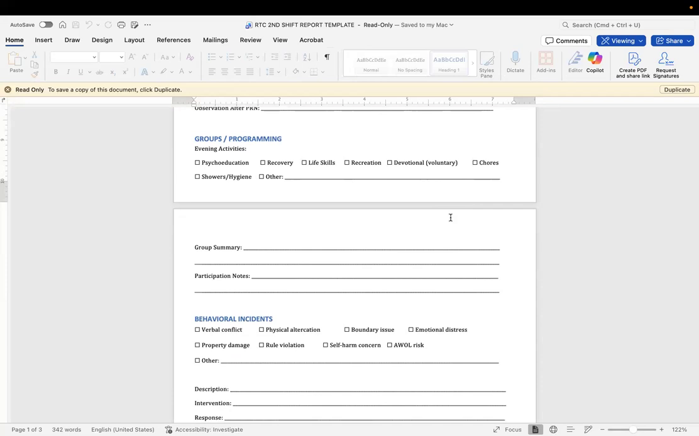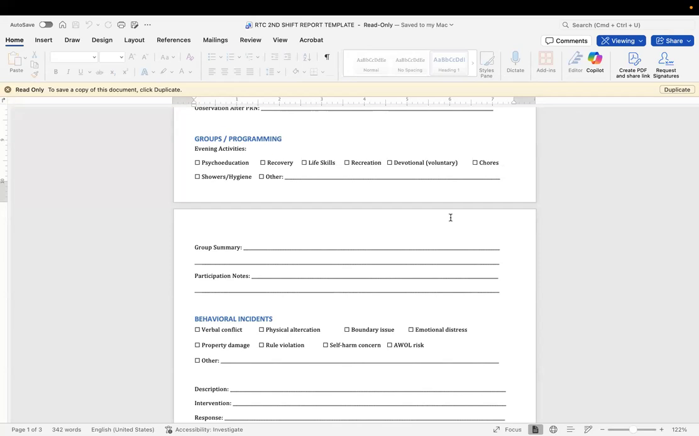So groups and programming in the evening. What is it that I did during the evening? Did I do recovery activities such as playing games? That can also be recreation. I like to put recovery and recreation together. Life skills. Maybe I swept. Maybe I did dishes. Maybe I did my laundry. Those kinds of things. So recovery, life skills, recreation, devotional.